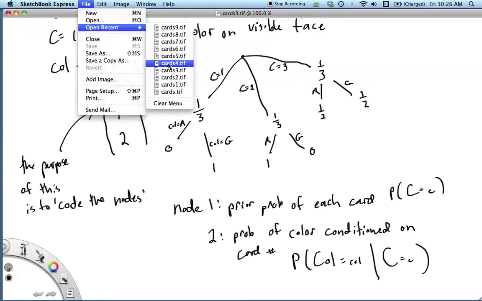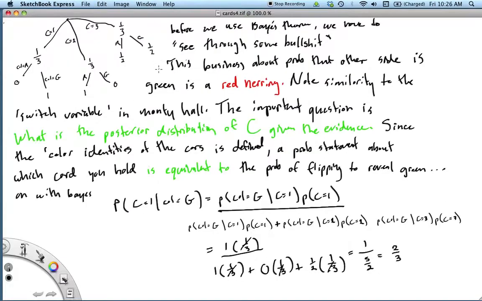Moving on, I think we're making pretty good time here. Okay, so before we use Bayes' theorem, we have to see through a little bit of nonsense here. In this problem, the business about the probability that the other side is green is, in a way, a red herring. And I want to note the similarity between this and the switch variable. If you watch my video on Monty Hall, basically I say that this business of whether to switch or not shouldn't explicitly enter into your equation. Rather, it's like a consequence of getting the posterior distribution.